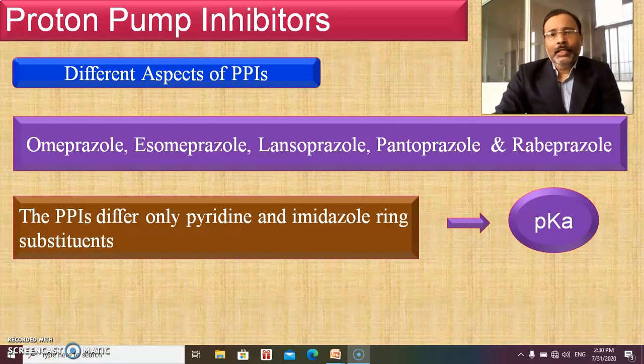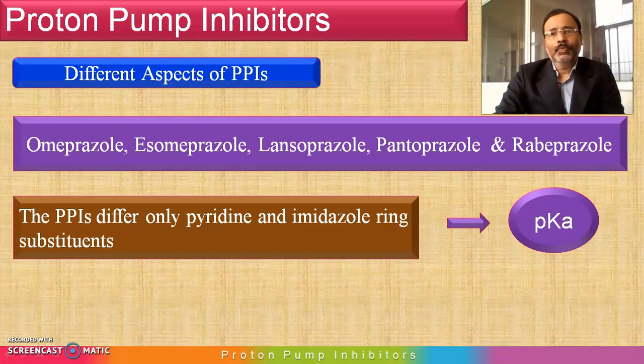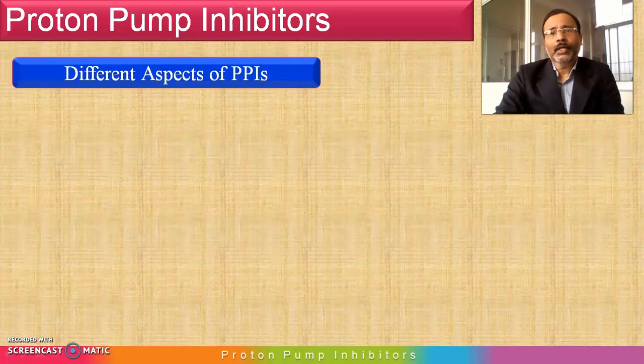These changes in the imidazole nucleus or pyridine nucleus affect the pKa value. The pKa value affects pharmacokinetics. Pharmacokinetics means absorption, distribution, metabolism, and excretion. So definitely it will again affect the pharmacological action. Now check out the importance of pKa here.